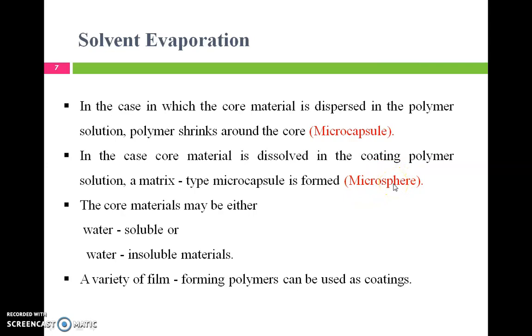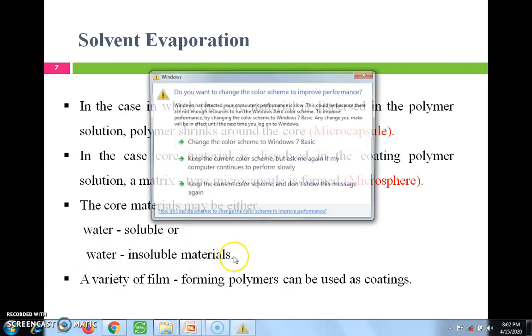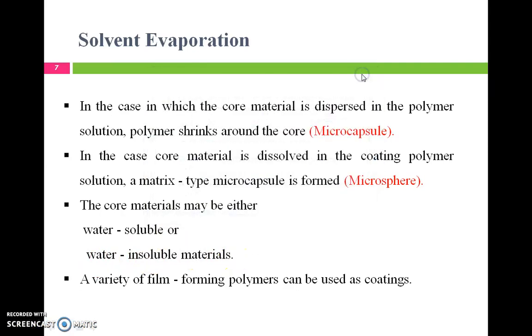The core material used in this method may be water soluble or water insoluble. So accordingly, we have to choose a proper solvent so that we get a solution of polymer, and in that the core material. Whether we require a matrix system or reservoir system, accordingly we have to choose the solvent for the core material. A variety of film forming polymers can be used as a coating material in the solvent evaporation technique.